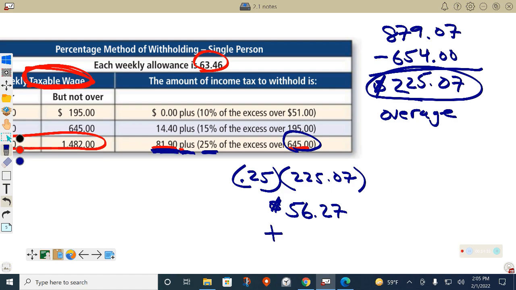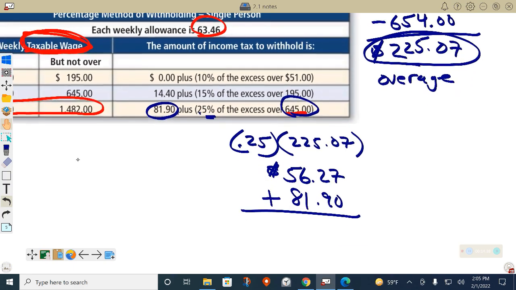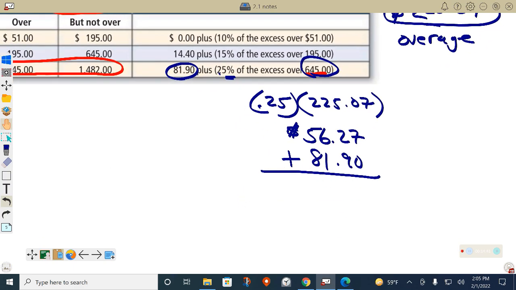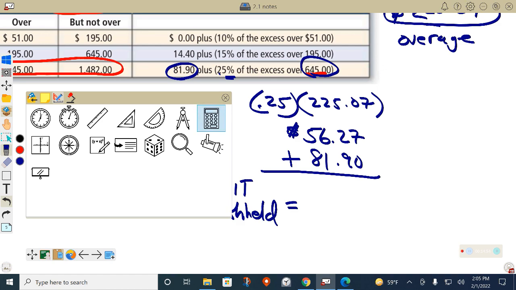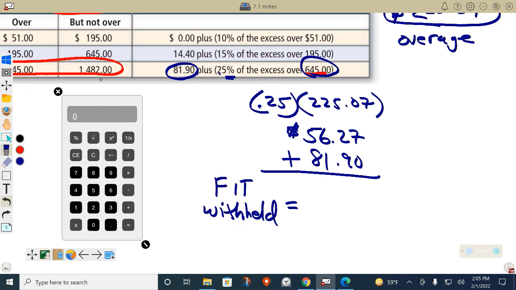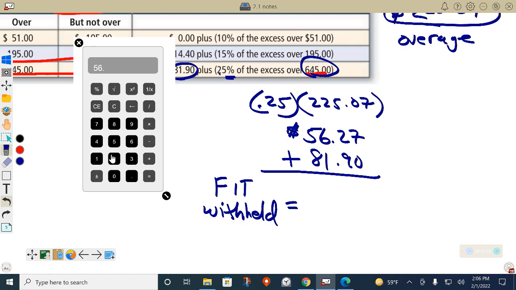Plus the 81.90. So the federal government is going to take from Jethro's check, last step, the FIT withheld: 56.27 plus 81.90. I got 138.17. They're going to take 138.17 from his check.